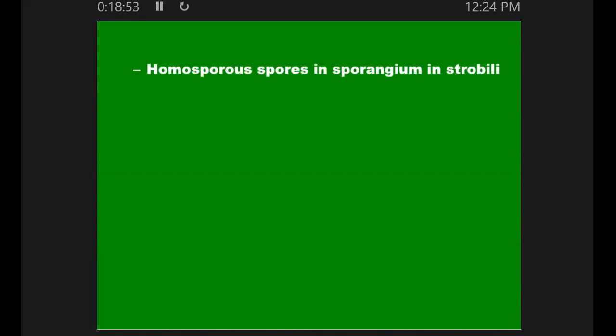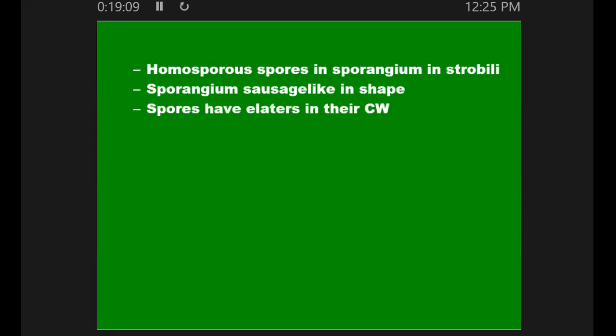So if you were to crack open those or look at the strobilus more carefully and look at the spores, they're all homosporous. They all look identical. And the sporangium tissue is very unique. When you look at it under the microscope, it has this sausage-like shape to it. And then the spores often have those strips of tissue attached to them. And again, under the microscope, it's very distinctive. I'll show you some pictures.